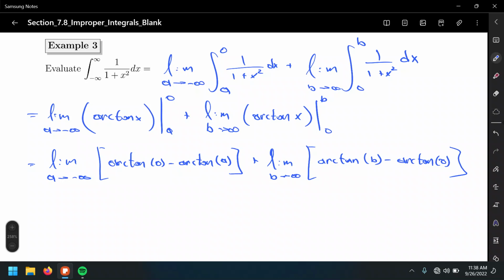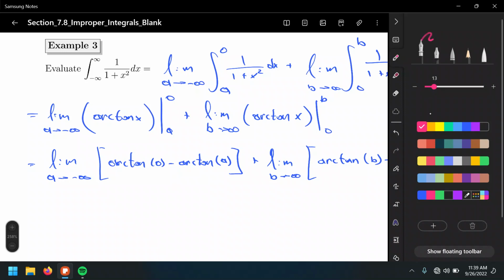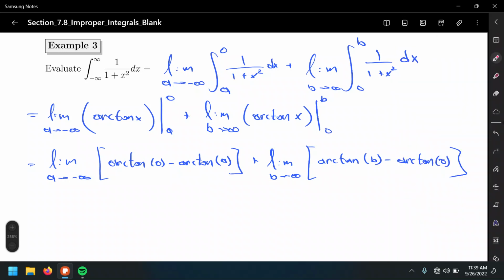Alright, let's do one thing at a time. How about we evaluate the arctangent of 0? What's arctangent of 0? In other words, what angle has a tangent equal to 0? 0. Alright, thank you. So 0, and that one also goes to 0.